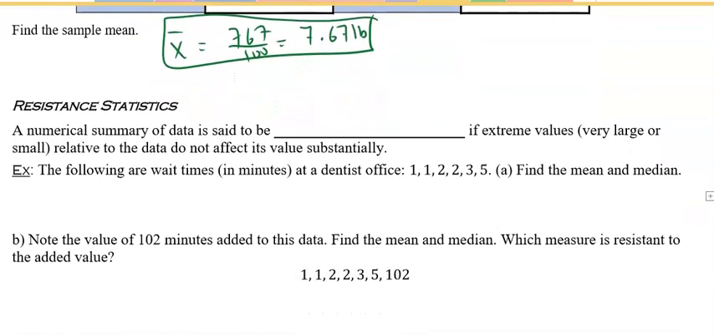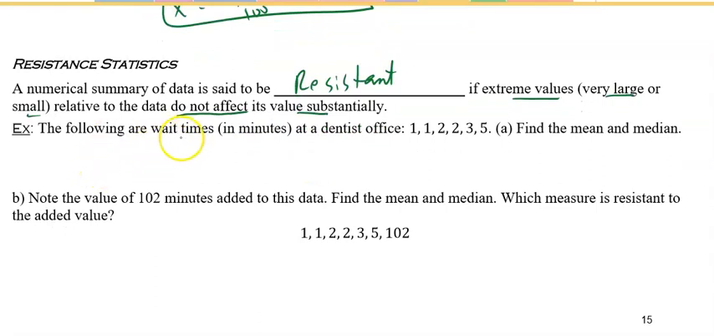Now, resistant statistics. A numerical summary of data is said to be resistant if extreme values, very large values or very small values relative to the data, do not affect it substantially. Meaning, the following are wait times in minutes in a dentist office. You go to a dentist office, and people wait 1 minute, 1 minute, 2 people waited 2 minutes, 3 minutes, and 5 minutes. Find the mean and the median.